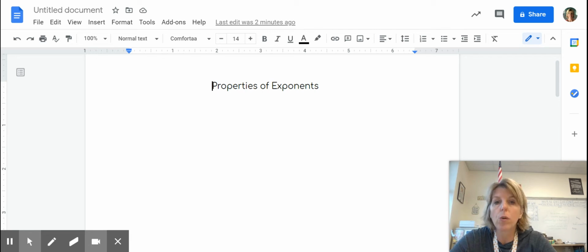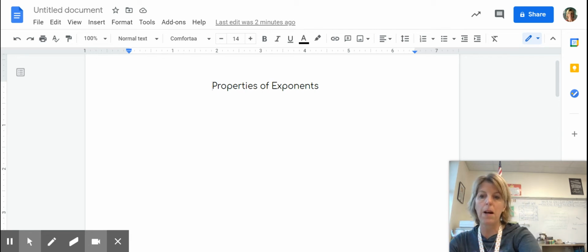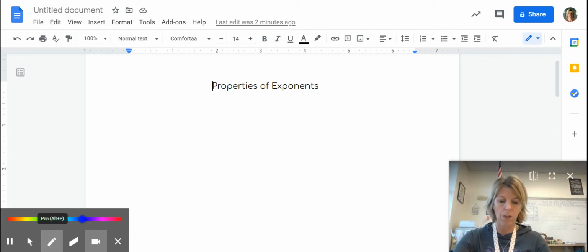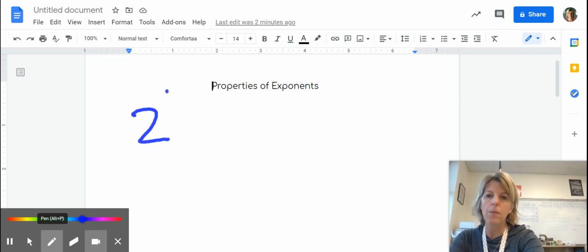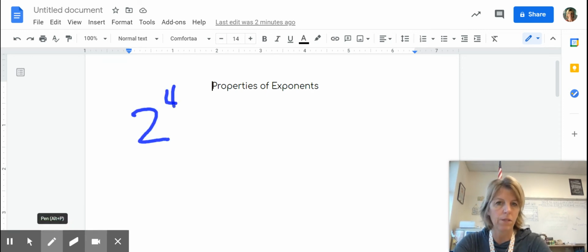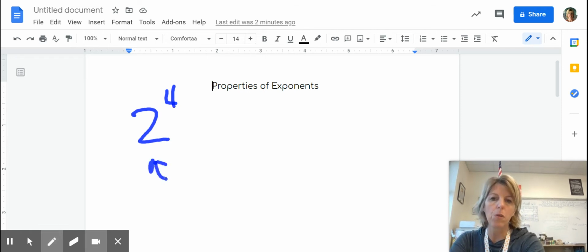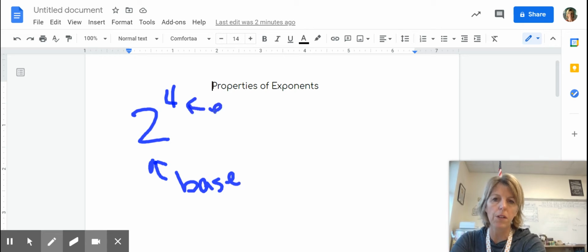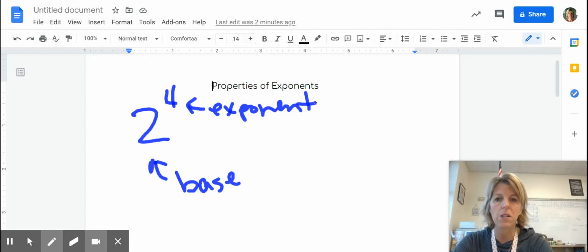So let's just do a quick review of what an exponent is. If I have something like 2 to the 4th, that's how I pronounce it. What that means is that I have this larger number right here, which is called the base, and I have this smaller number that's up in the air, and that's called an exponent. These are words you've seen before, but just to dust the cobwebs off a little bit, know that's what that means.